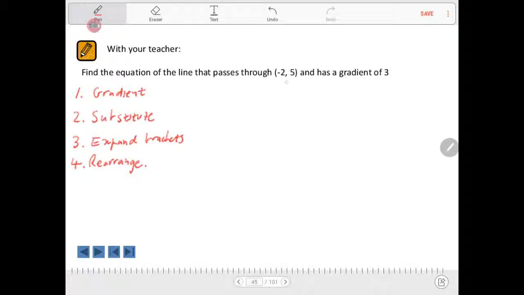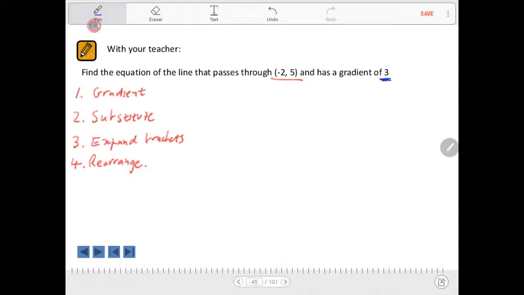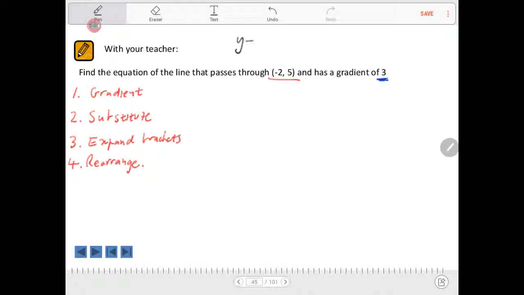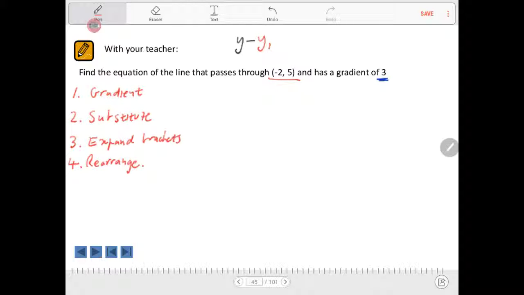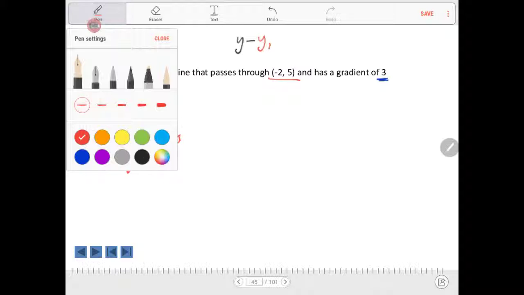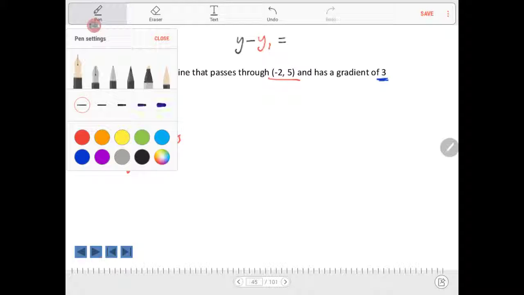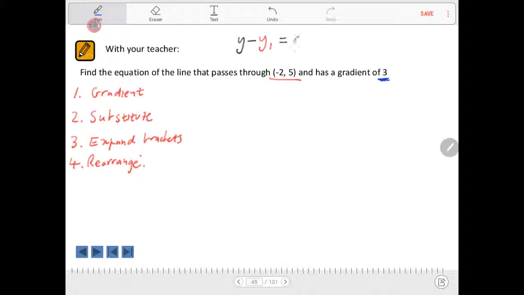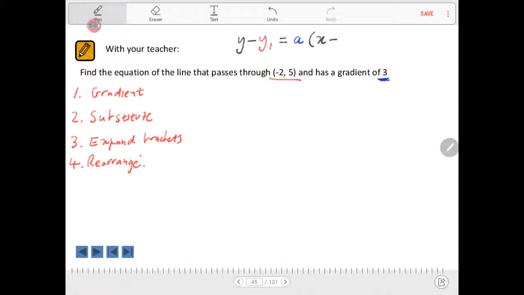In this first example here, we have a point and we have the gradient, which I'll colour blue. Now the gradient point equation looks like this from the previous page. y take y1 equals gradient m by x take x1.